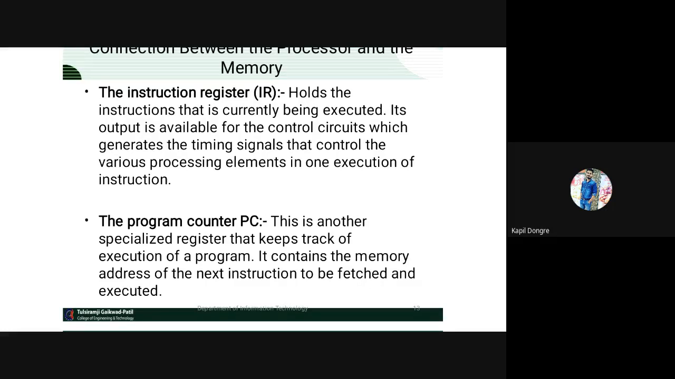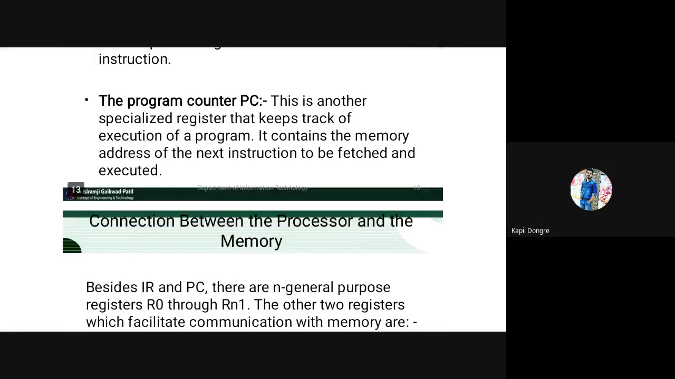What is the use of the program counter? This is another specialized register that keeps track of the execution of the program. It contains the memory address of the next instruction to be fetched and executed. Obviously, it contains the address of the next instruction which is going to be executed.